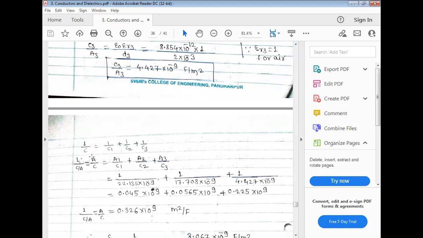So we have to find now not only the capacitance, but the capacitance per unit area, right? So it is 1 divided by C divided by A. So for all, it is A upon C is equal to A1 upon C1 plus A2 upon C2 plus A3 upon C3. Okay, so just take the reverse, means 1 divided by 22.135 into 10 raised to minus 9 plus this one, that is A2 divided by C2, and this is A3 divided by C3.